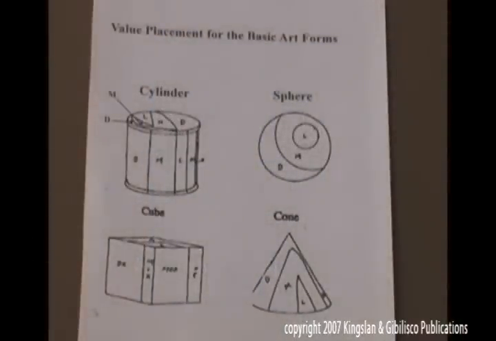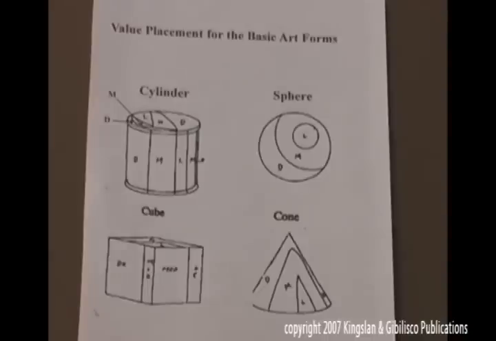Again, value placement will create the proper form for you. On the next page, what you will see is the different art forms. And they are the cylinder, the sphere, the cube, and the cone. And you can theoretically make any shape that you want out of these different art forms. And if you know how light affects value, then you will know how to paint just about any object. Whether it's a nose, a pear, a wine bottle, they're all just different shapes.